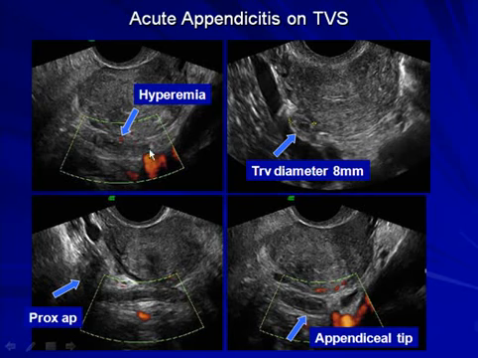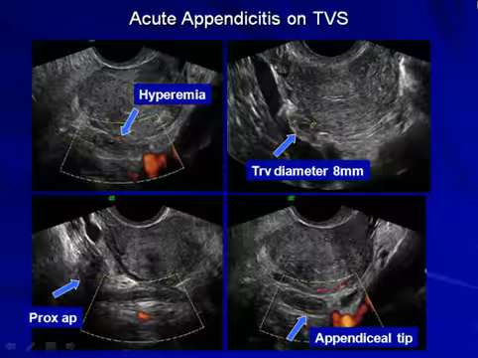And here's an example of acute appendicitis on transvaginal sonography. Here is a sagittal view through the appendix posterior to the uterus. This is a transverse view. We're measuring this appendix here medial to the iliac vessels as 8 millimeters. We see that there is a fluid-filled appendix. This is the proximal aspect, which we're not seeing quite as well. And here is the rounded appendiceal tip. So this appendix is early inflamed, early in its course, and hyperemic.